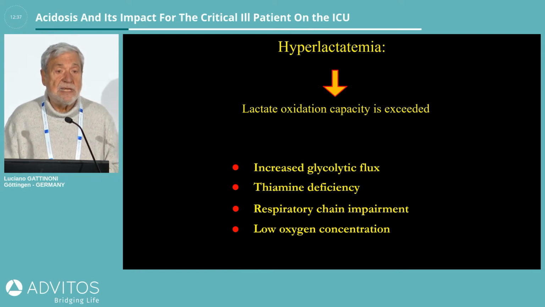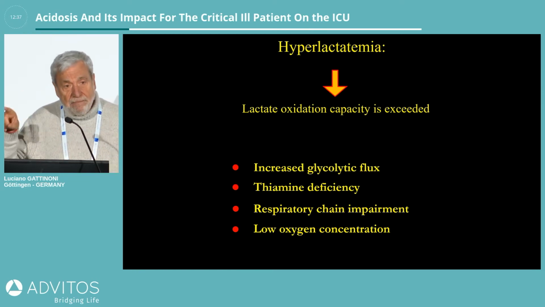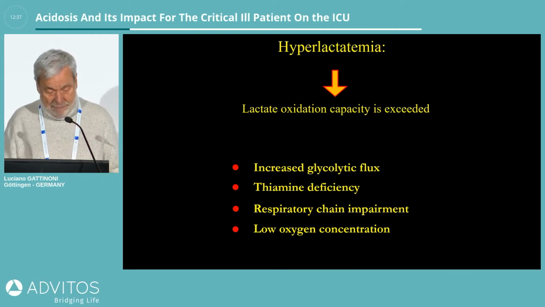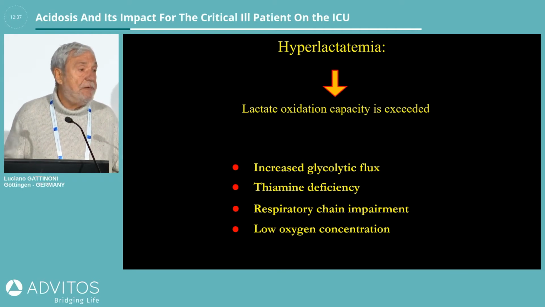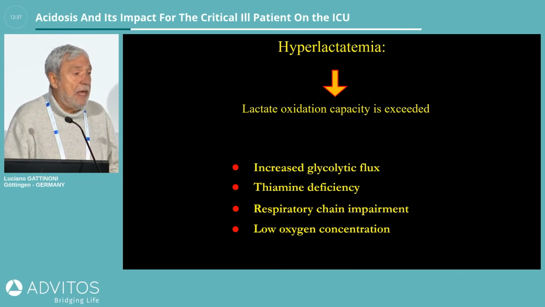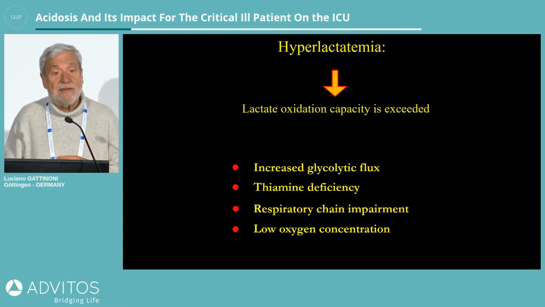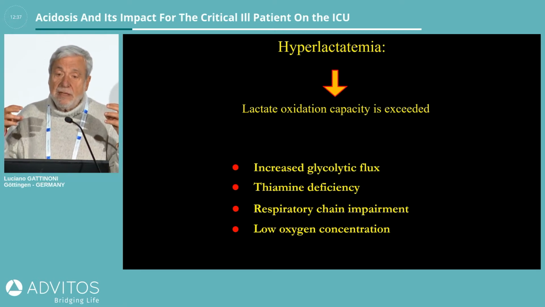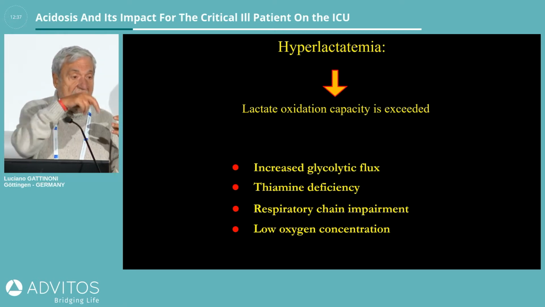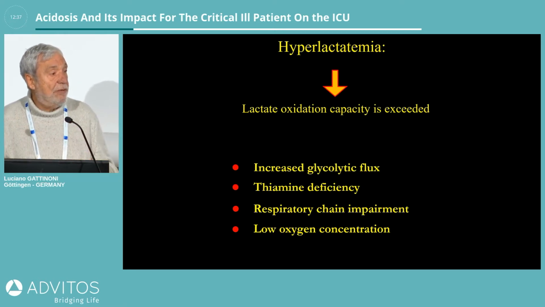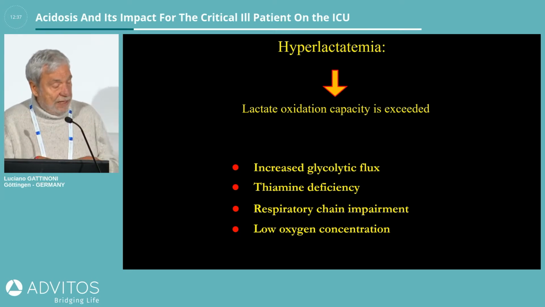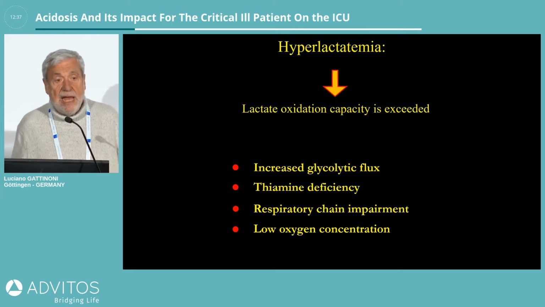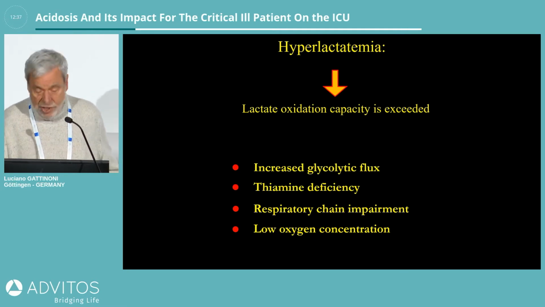Thiamine deficiency, which allows entry into the Krebs cycle, and respiratory chain impairment. During sepsis, I may have modifications of one of the beautiful enzymes which allow the electron jumps and the energy to be transferred within the mitochondria. And at the end, we have a low oxygen concentration.